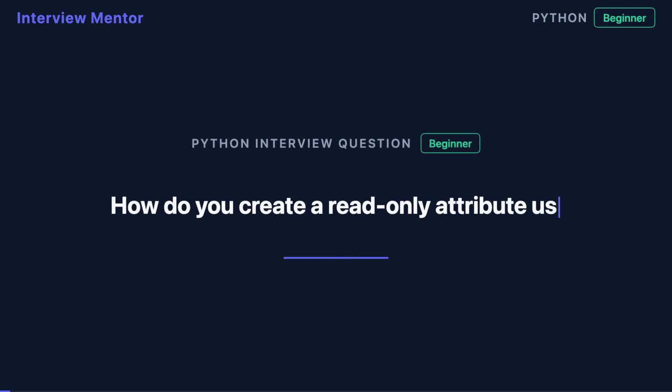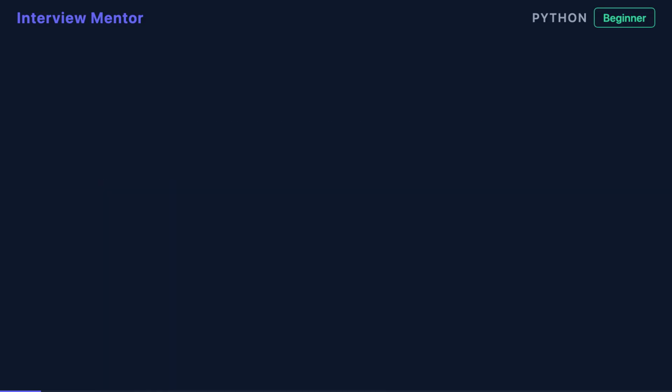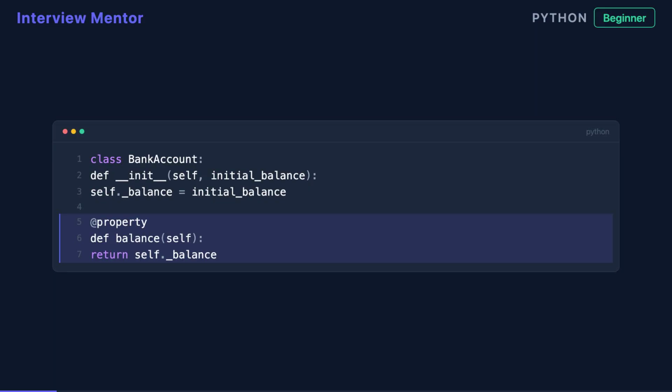What if you could expose data without letting anyone change it? That's exactly what read-only properties do in Python. To create a read-only attribute, use the @property decorator on a getter method.